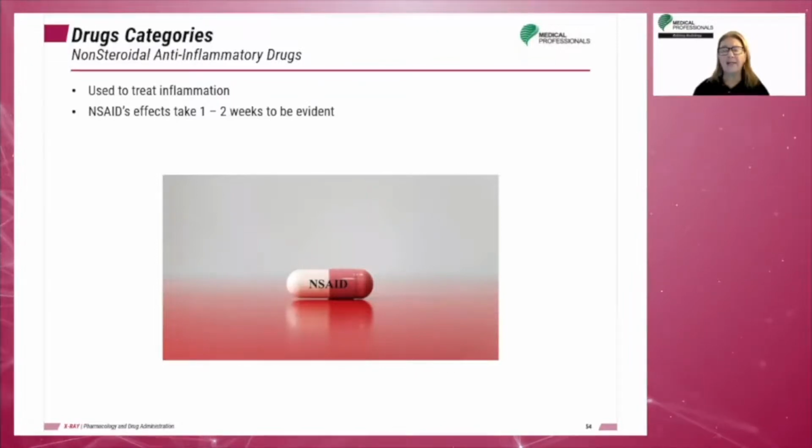Non-steroidal anti-inflammatory drugs, or NSAIDs, are drugs used to treat inflammation. NSAIDs' effects take 1 to 2 weeks to be evident. Examples are ibuprofen or Motrin, Clinoril or sulindac, and Celebrex or celecoxib. These are all oral NSAIDs.